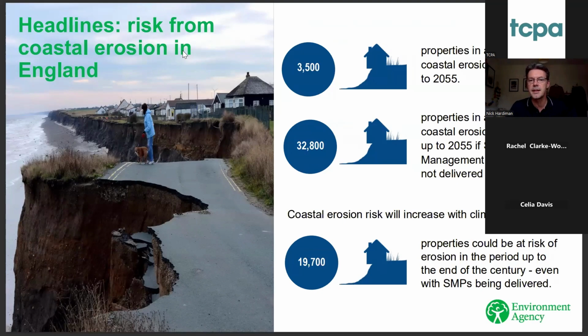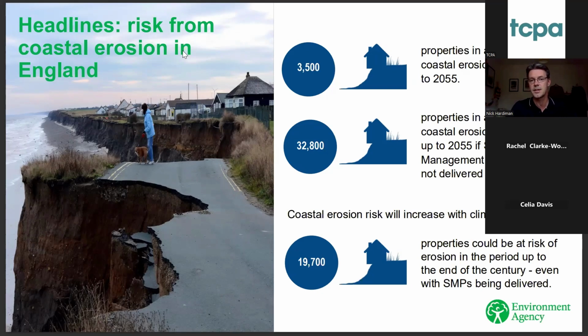And you can see there 3,500 properties which are in areas at risk of coastal erosion in the period up to the middle of the century. That doesn't mean to say that 3,500 will definitely be lost, but they are within the zone that we expect to be eroded during that time, and of course it may go faster, it may go slower. The key figure below it, 32,800, which is a major jump, is if we don't actually deliver those shoreline management plans. So that just shows you the value of our investment through SMPs.